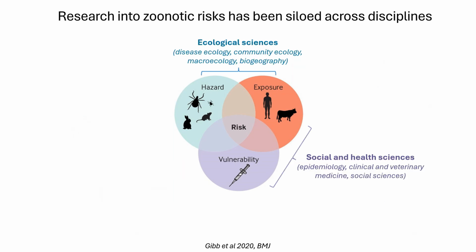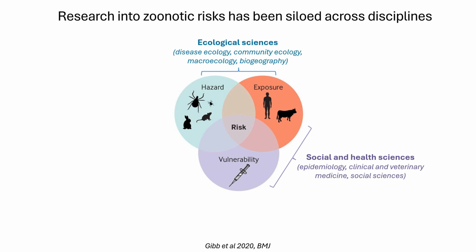One of the things I like about this framework conceptually is that it highlights some of the major challenges in our field, in that it clearly shows the disciplinary silos that exist within zoonotic disease emergence research. Knowledge about how these risks form is fractured across the ecological sciences on one hand, that focus a lot on hazards and, to a lesser degree, factors that shape human exposure to those hazards. So these are sciences like disease ecology, community ecology, macroecology, and biogeography.